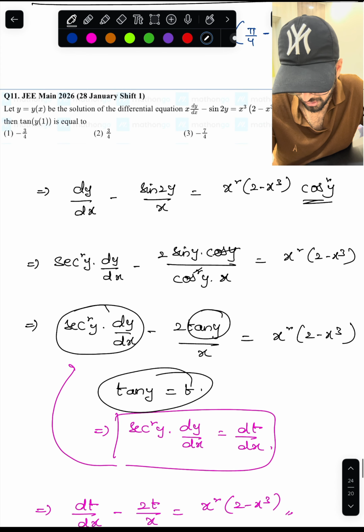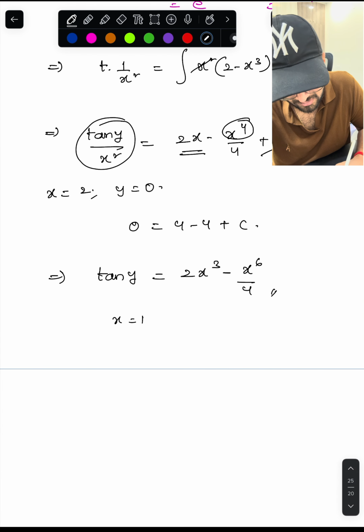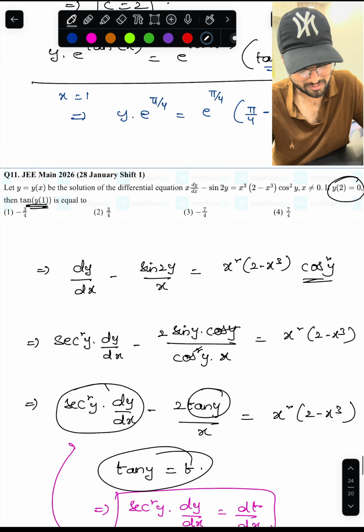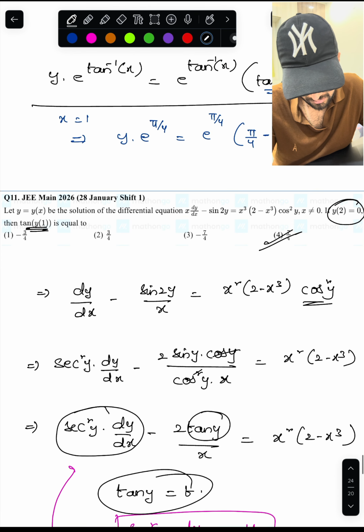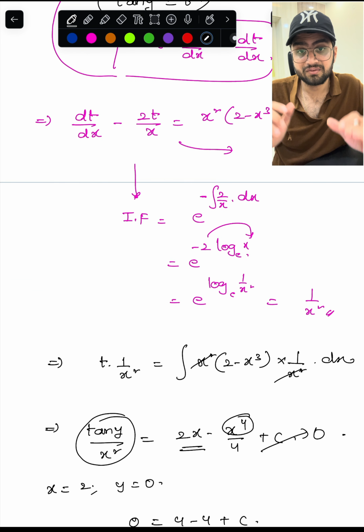Right? Now all we need to calculate is tan of y of 1. That means you need to substitute x equals 1 here. So 2 minus 1 by 4, which is 7 by 4. 7 by 4 must be our answer. Yeah, fourth option. Done.